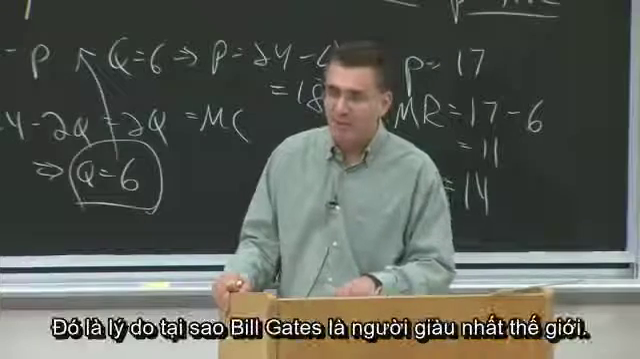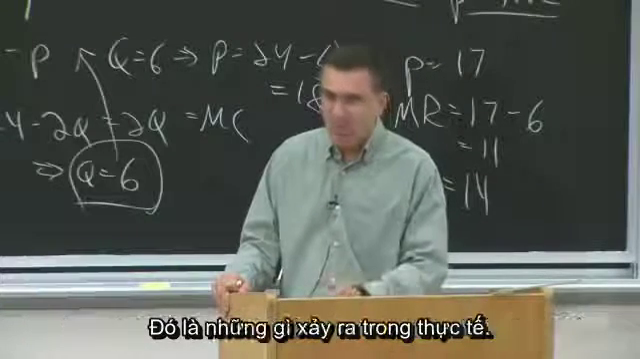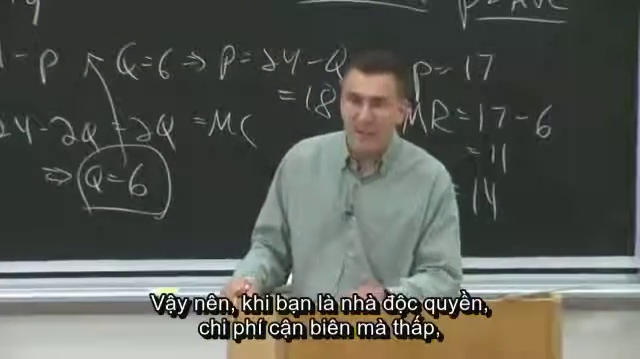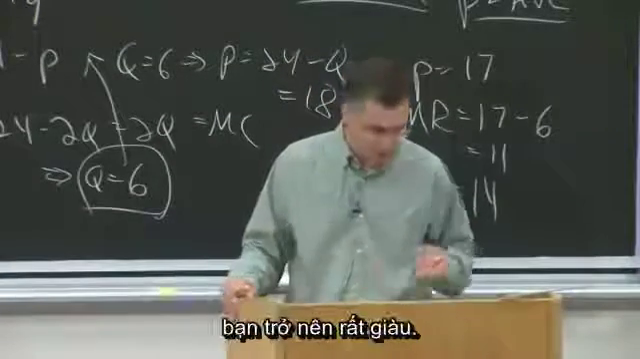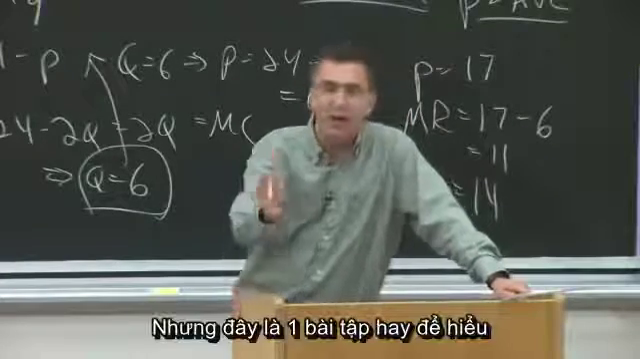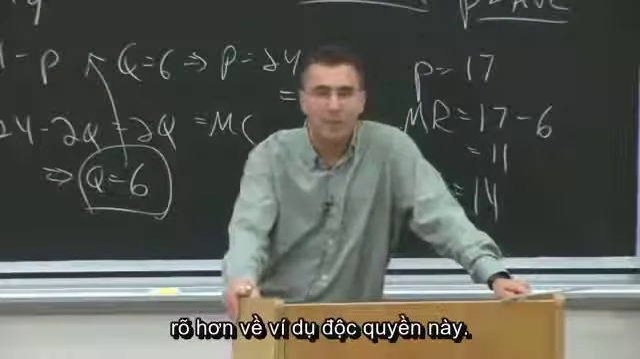That's why Bill Gates is the richest man in the world. Okay? That's what happens. You get really rich. So basically, when you're a monopoly with low marginal cost, you get really rich. But that's a great thought exercise to understand how this monopoly example works.